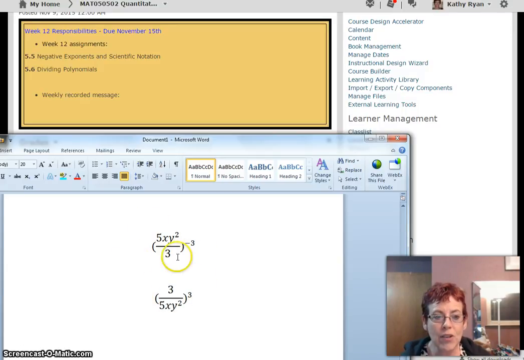So instead of having this whole fraction raised to the negative third power, we're going to flip that fraction, take the reciprocal, and make the 5xy squared go to the denominator and the 3 go to the numerator, and then raise everything to the third power.